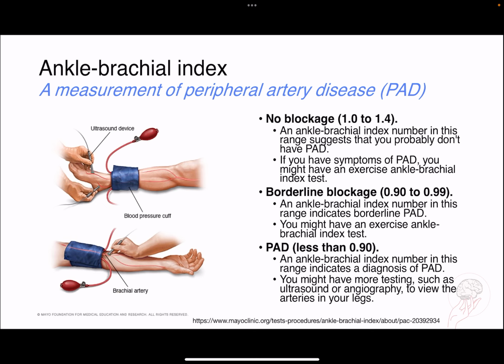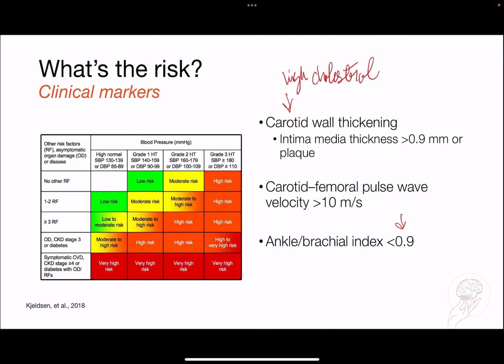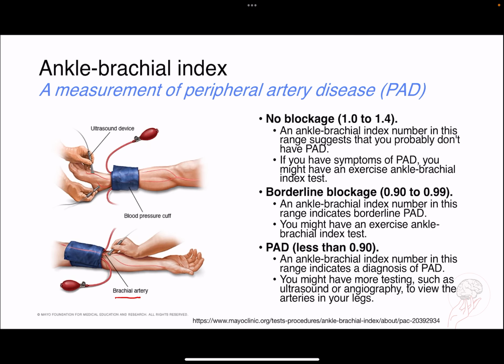Our brachial artery is up in our arm, so we're taking blood pressure at the arm and then at the leg. Recall, if this is low, we have a problem, less than 0.9. With no blockage, we'll see a 1 or a 1.4.